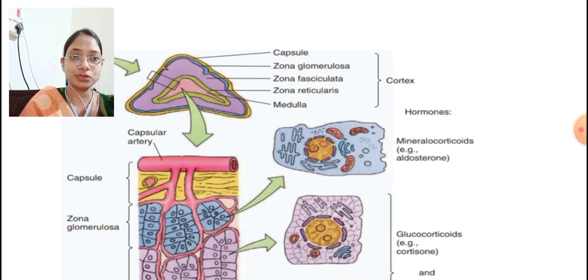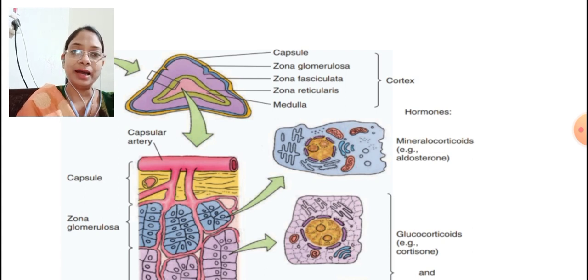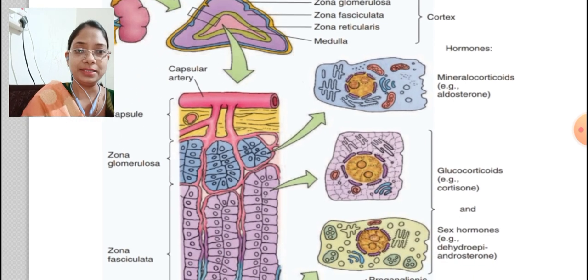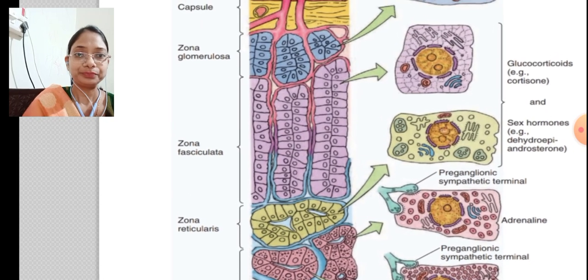The outermost zone is zona glomerulosa, followed by zona fasciculata, and the inner cortical zone is zona reticularis, and in the middle there is the adrenal medulla. As you can see, this is how the cells are arranged.